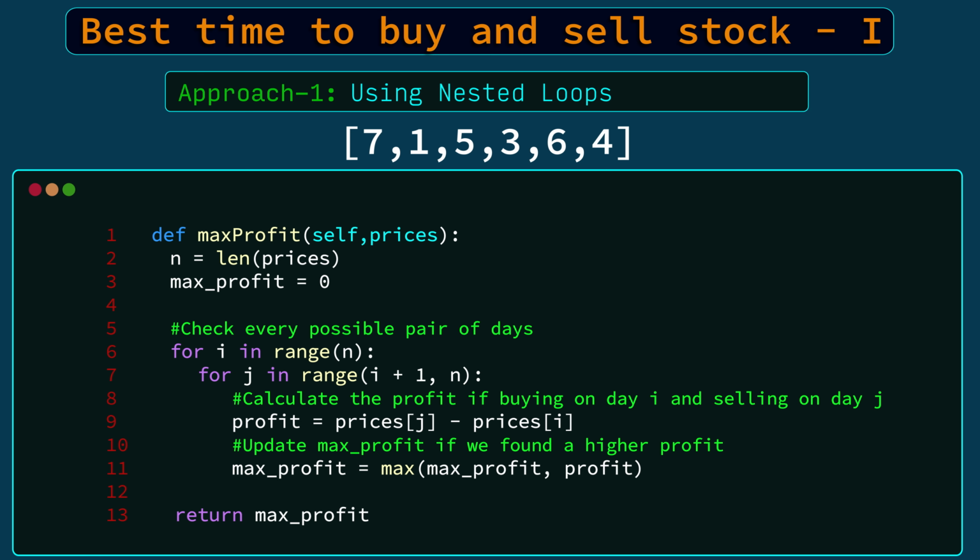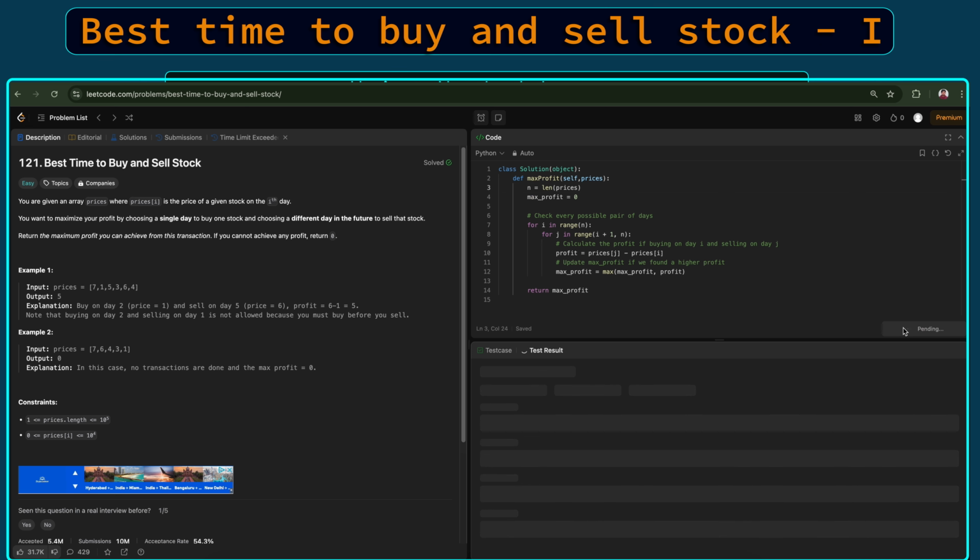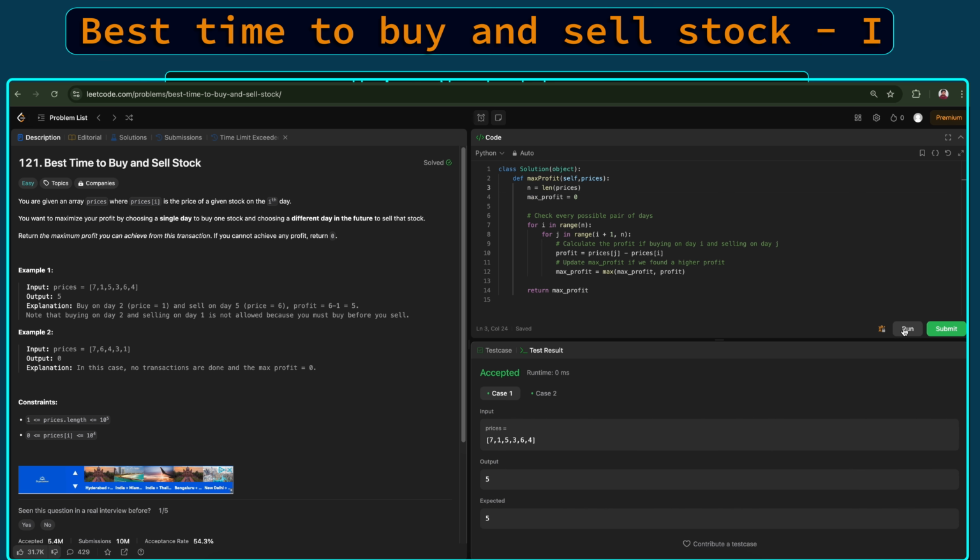Let's try to execute it on Leetcode. Here I have written the same code inside the Leetcode editor. Let's first try to run this program. So I clicked on run. All the test cases were executed and accepted. Then I submitted it, and I hope it's taking some time.